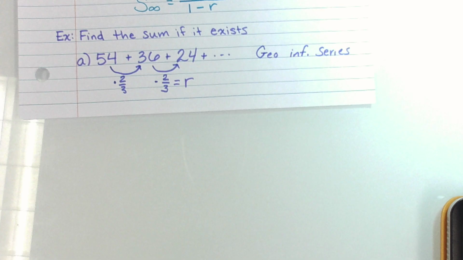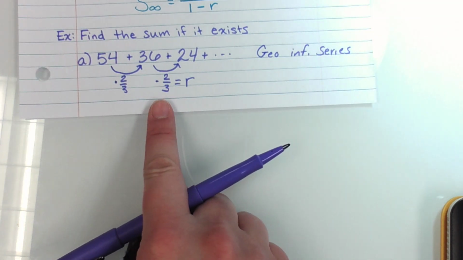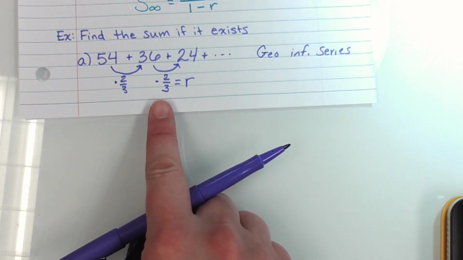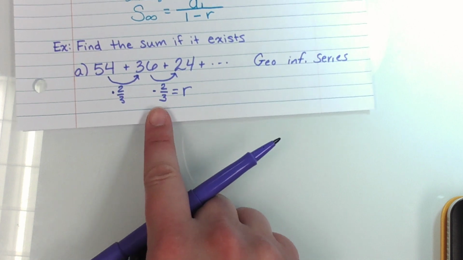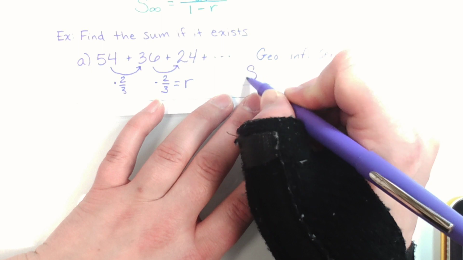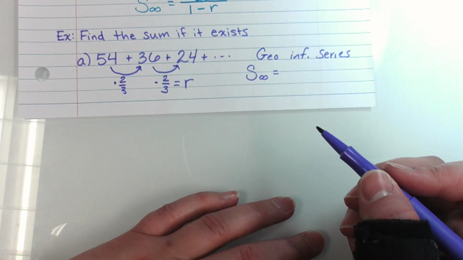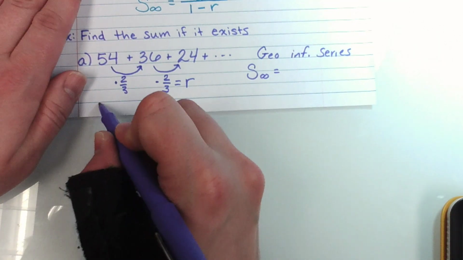R is 2/3. Now, the moment that it's an infinite geometric series, you need to double check if R is in the correct range. R needs to be between -1 and 1. Is 2/3 between -1 and 1? Yes. So it does converge, and therefore you can find the sum of the series. To find the sum of the series, S of infinity equals A sub 1. What's A sub 1? 54.